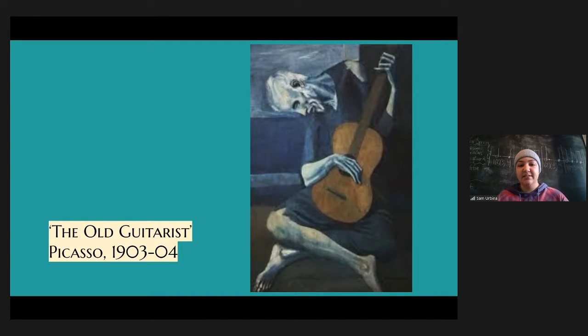This one is also distorted. This is by Picasso in the early 1900s. You can just see by the unnatural body position and just the unnatural way he's posed and positioned. He is blue. The limbs are elongated. It's just very unnatural.